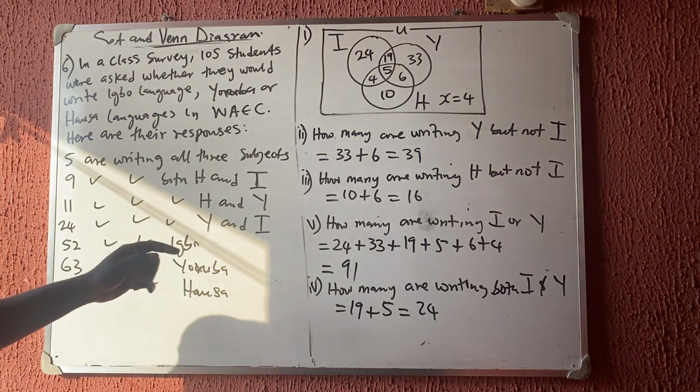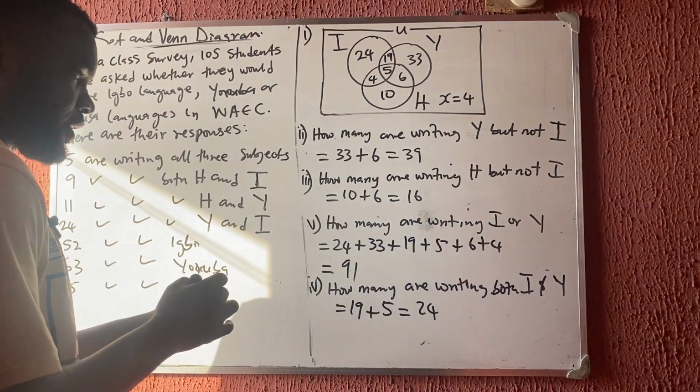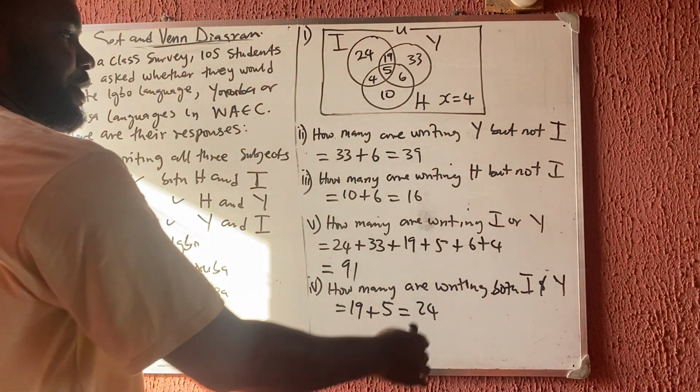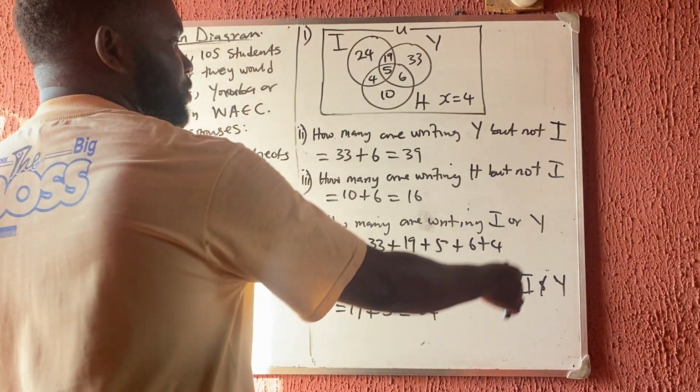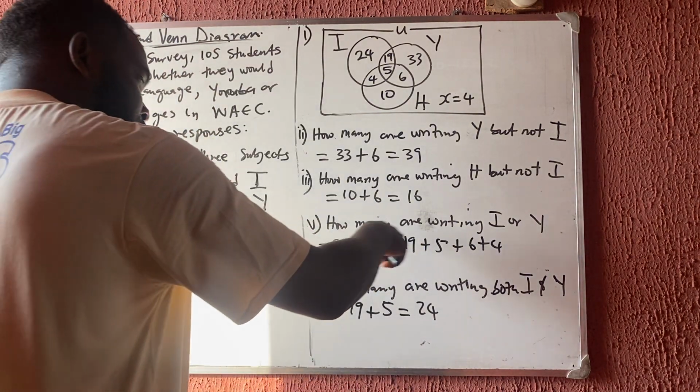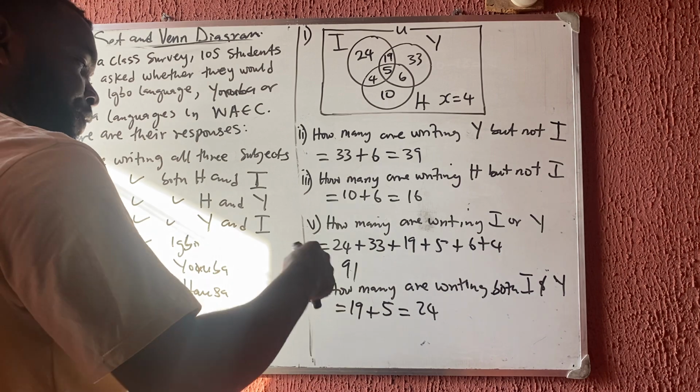The same answer here. So know the difference between this one and this one. This one said, how many are writing Igbo or Yoruba? So it's either the person is writing only Igbo, or he's writing only Yoruba, or he's writing the two of them. As far as he's writing any of the two, is included. But this one is that you must be writing the two of them.